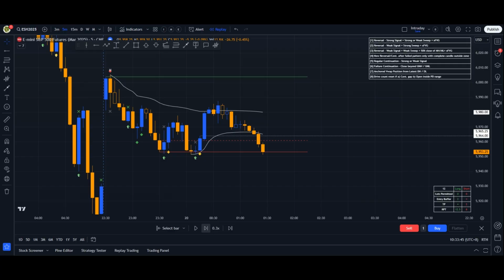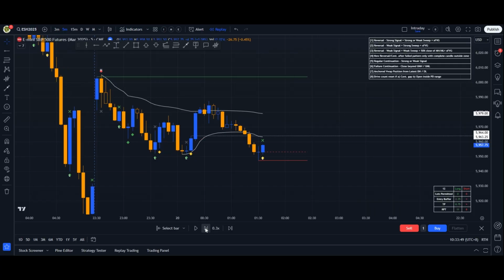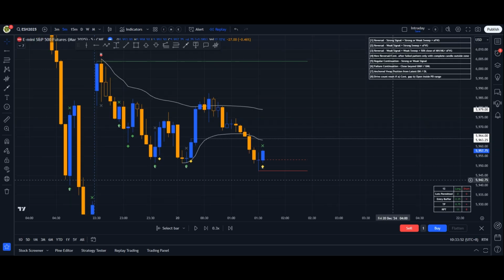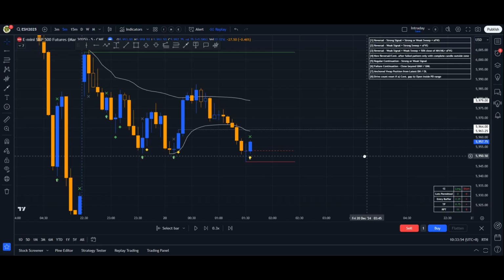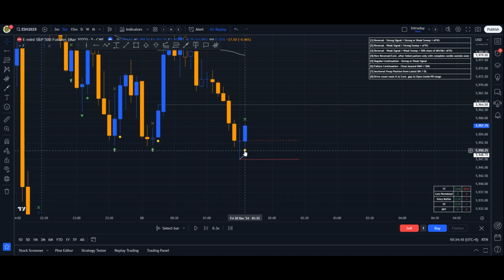Now a new signal got printed. So when this particular signal got printed, there was an opportunity for us to move the anchored VWAP, because the candle that has the lowest low, there is a close beyond that high. Now it's a strong signal with a weak sweep, but because it's a strong signal, it qualifies for us.